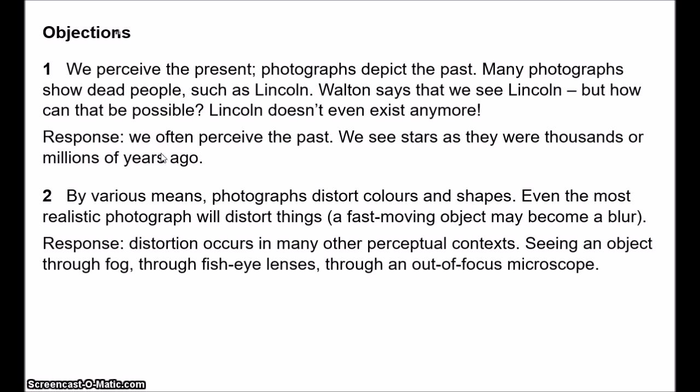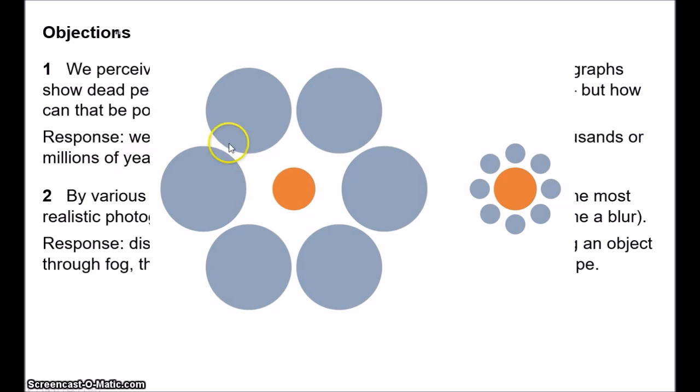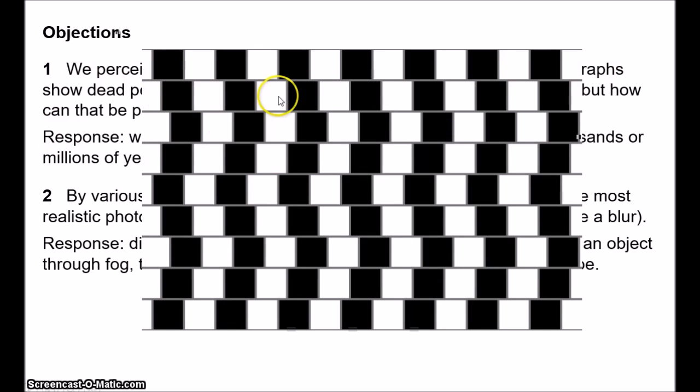Distortion occurs in many other perceptual contexts, when we see an object through fog, or through a fisheye lens, or through an out-of-focus microscope. Indeed, even perception that is completely natural, the perception that is totally unaided by instruments, is subject to distortion, as in optical illusions. This is the Ebbinghaus illusion. The orange dot on the left appears smaller than the orange dot on the right. They are exactly the same size. In the cafe wall illusion, the horizontal lines appear to be sloped, although they're actually perfectly parallel.